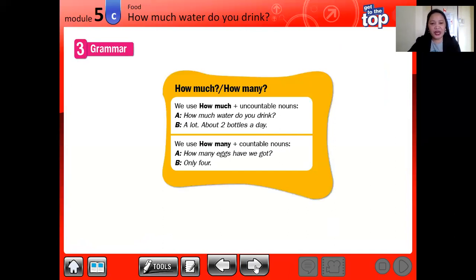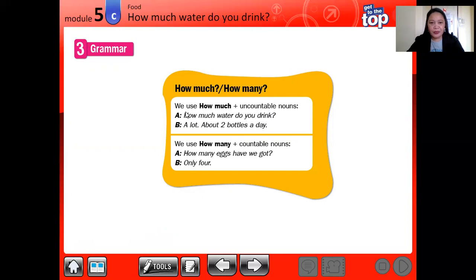This time we are going to discuss grammar, and our grammar for today is about how much and how many. So when are we going to use how much? Listen to me. In the previous lesson, we learned about countable and uncountable nouns. So we are going to connect that to our grammar today. When are we going to use how much?